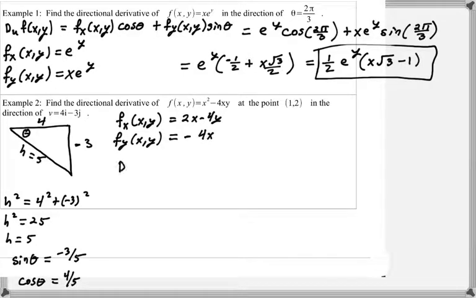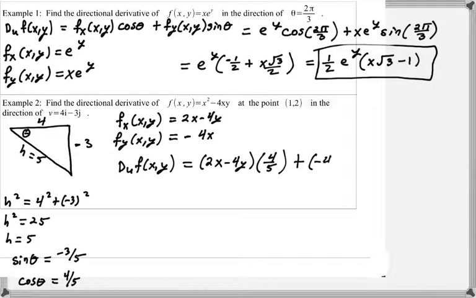Okay. So our directional derivative of f in the direction of the vector u is going to be 2x minus 4y times the cosine of theta, which is 4/5, plus negative 4x times the sine of theta, which would be negative 3/5. Okay, and so what we need to do is evaluate this. They give us the point (1, 2), so we'll go ahead and evaluate that.